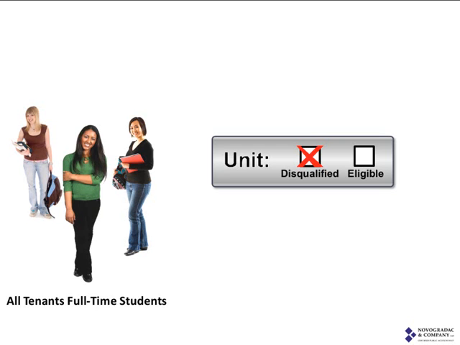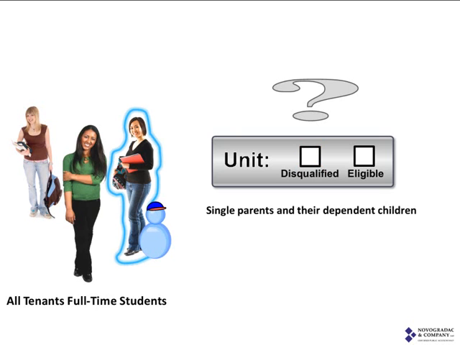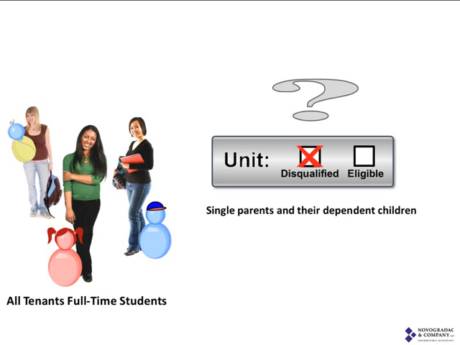So in order for them to meet the single parent with their dependent children exception, if just the one tenant had a child and they were all living together, would this unit be eligible? It would not be eligible, because it says everybody in the household has to be a single parent and their dependent children. So if they all have children now, this unit would be eligible because it's occupied entirely by single parents and their dependent children.